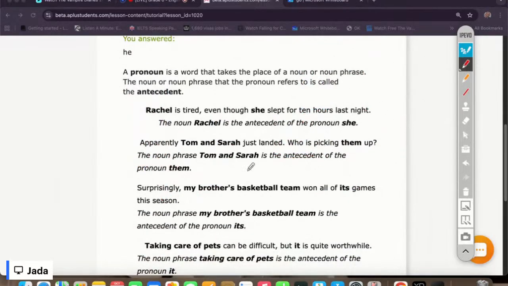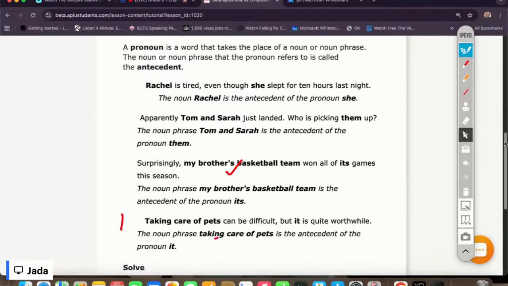Apparently, Tom and Sarah just landed. Who is picking them up? The noun phrase Tom and Sarah is the antecedent of the pronoun them. Okay, surprisingly, my brother's basketball team won all of its games this season. The noun phrase my brother's basketball team is the antecedent of the pronoun its. Okay?